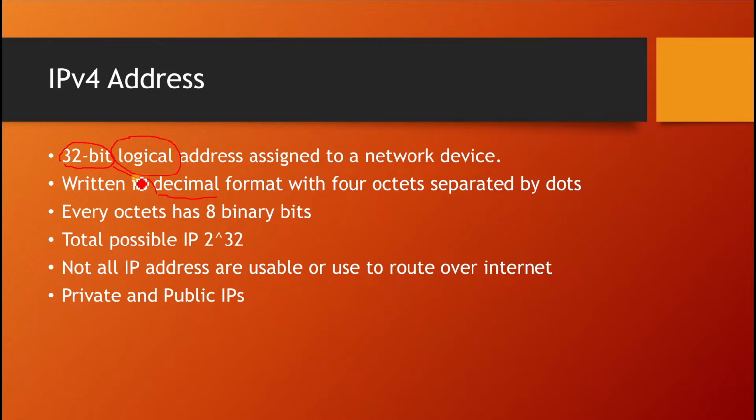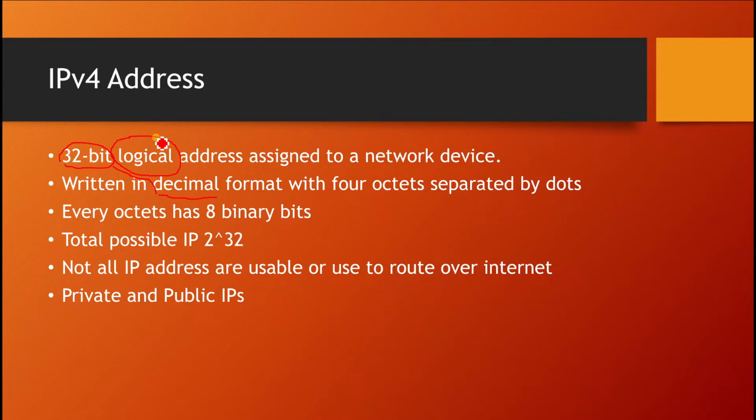But then I said logical address. What is a logical address? A logical address means the numbers can be changed. There is no permanent number. We have a physical addressing system called the MAC address. MAC addresses are burnt into the network interface cards, so you cannot change those numbers. But logical addresses are something that we assign, so we can keep changing these numbers based on our network. So IPv4 is a 32-bit numbering system and a logical addressing system assigned to every single network device.